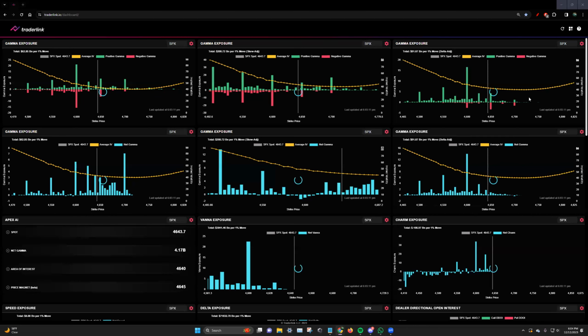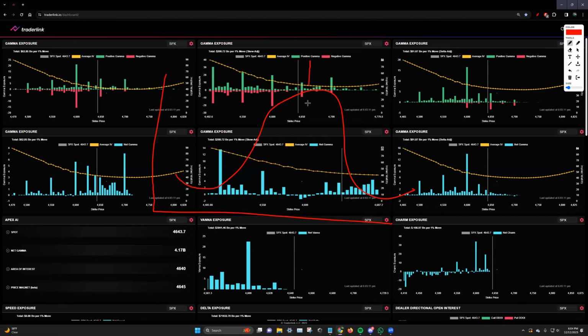Vanna's curve is a little bit different than gamma. Obviously, gamma was like this, right? We kind of saw it like this. Gamma's effects are highest, most impactful, right at the money, rather than out of the money or in the money. It's just most effective at the money.